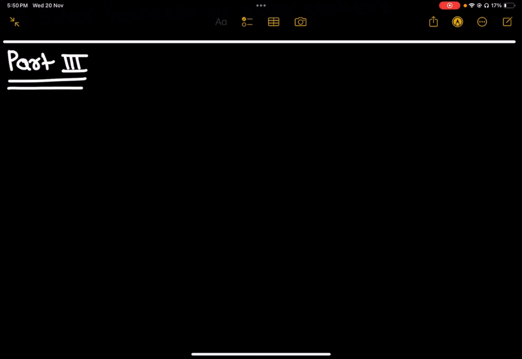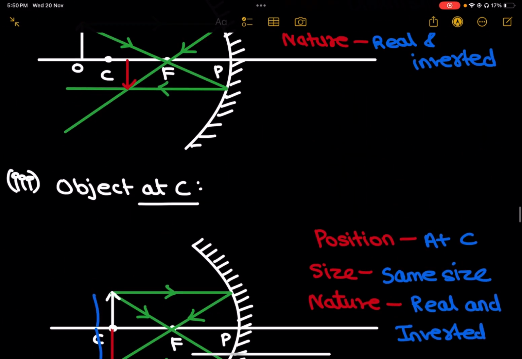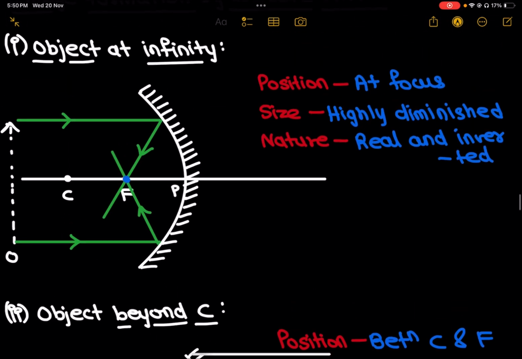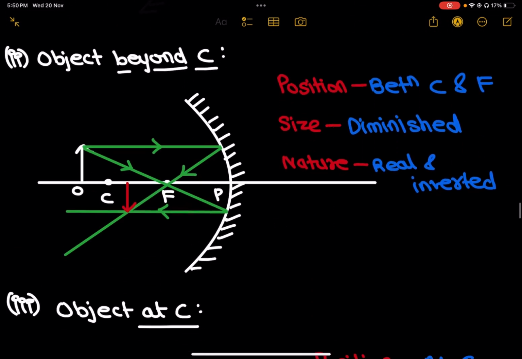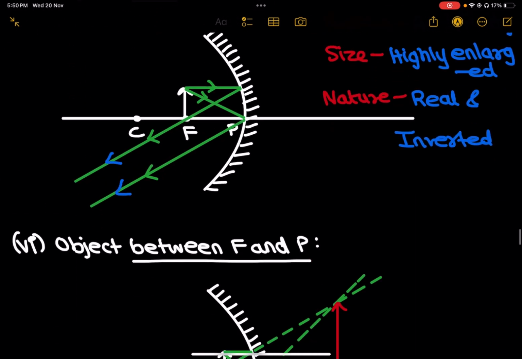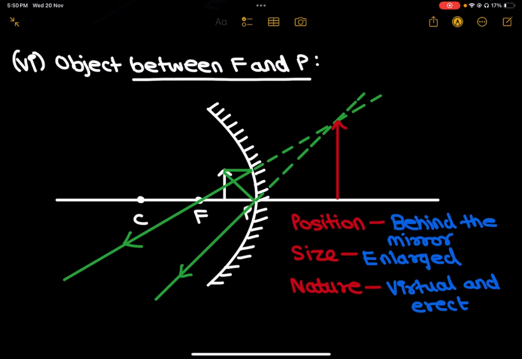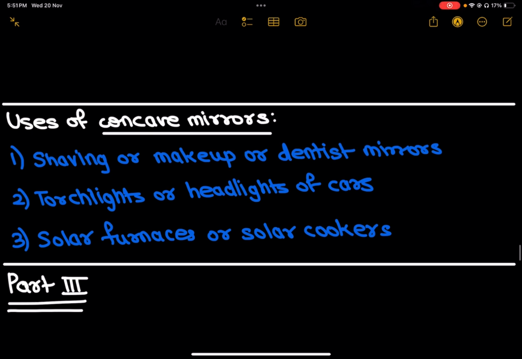Okay, so in the last part we saw the image formation by concave mirror, right? And we saw its uses. So there were 6 cases if you remember, and we kept bringing the object closer to the mirror, right? So in the first case it was at infinity, then beyond C, then object at C, and between C and F, then at F, and then lastly between F and P. So the last case was a bit unusual, or the out of the box one, because the image formed was virtual and erect. In all the other cases, the image formed was real and inverted, right? And also we saw the uses of concave mirrors.